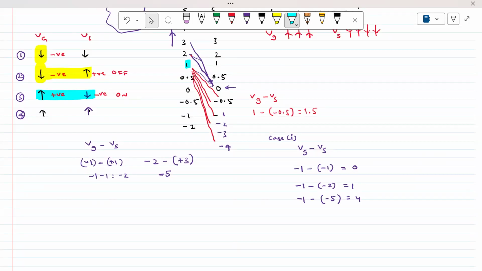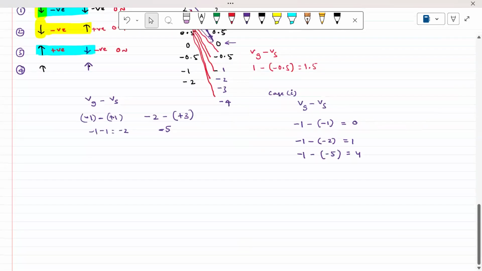These words you have to remember carefully and then tell me whenever I ask. Therefore, this is also in the negative direction, therefore said to be on. What about the last condition? What is the last condition? Both are increasing. That means, for example, this is case number 4.